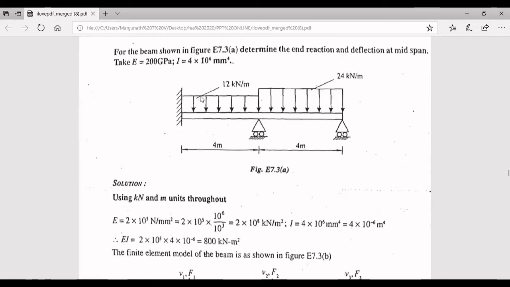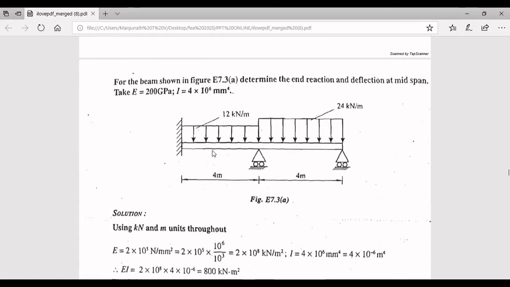So this is the problem, which has two elements. This is the first element and this is the second element, divided as 4 meter and 4 meter, the same length for both elements. For this problem, on element number 1 a UDL of 12 kilonewton per meter is acting, and on the second element a UDL of 24 kilonewton per meter is acting. So two different UDL loads are acting on the two elements.